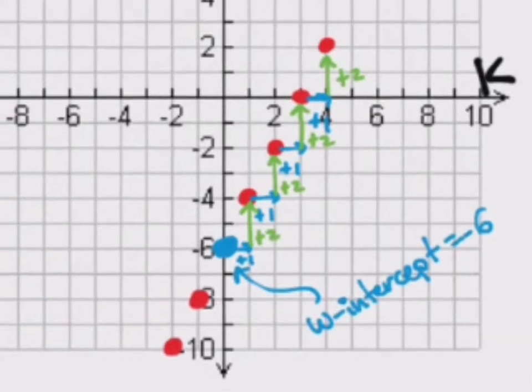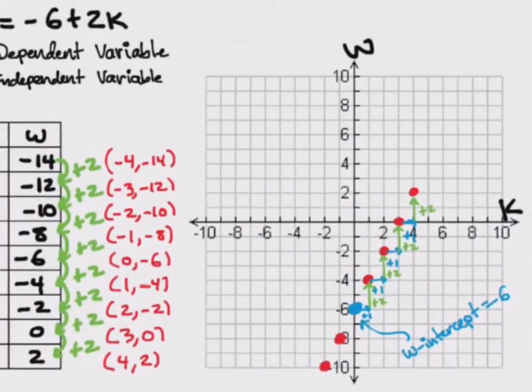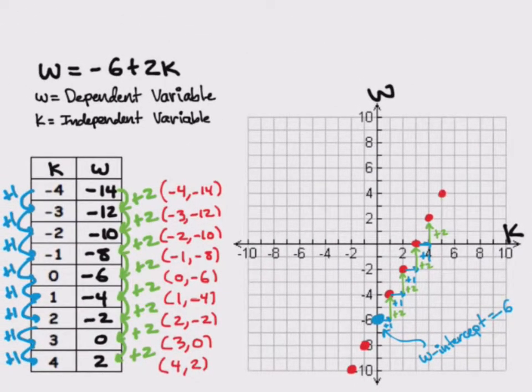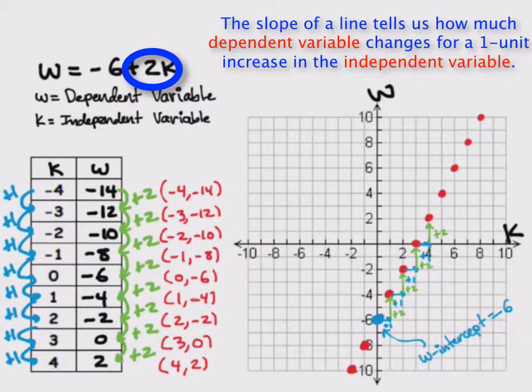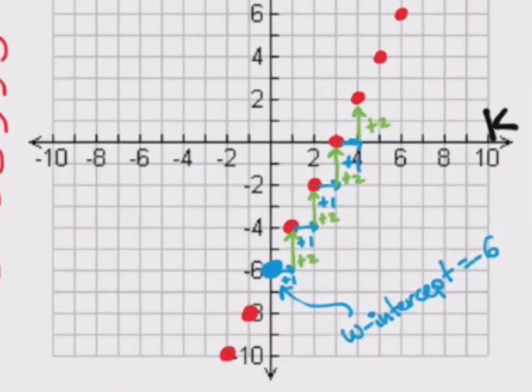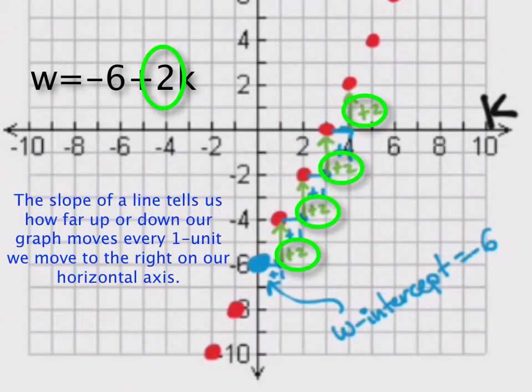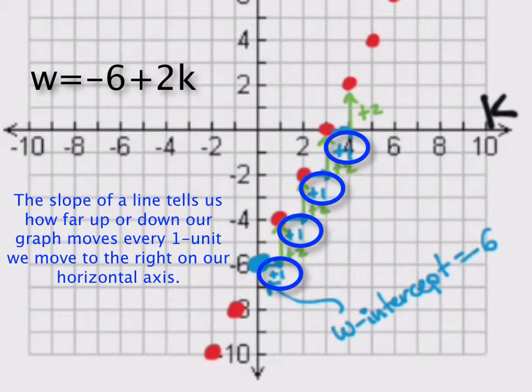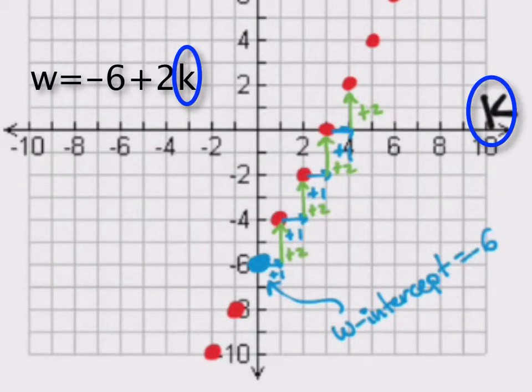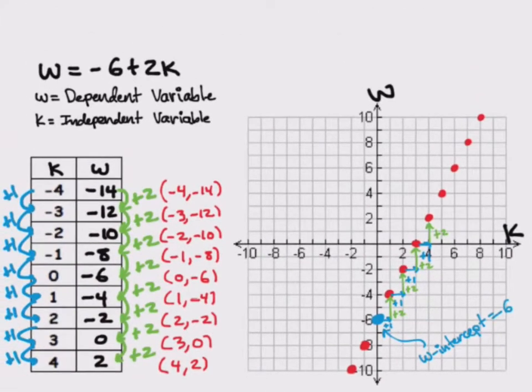And once we find that pattern, we can extrapolate in both directions. That number, 2, tells us how much our dependent variable changes for a 1 unit increase in our independent variable. That is, it tells us how much our graph goes up or down for every 1 unit we move to the right on our horizontal axis. So let's go ahead and connect our points and actually draw this line.